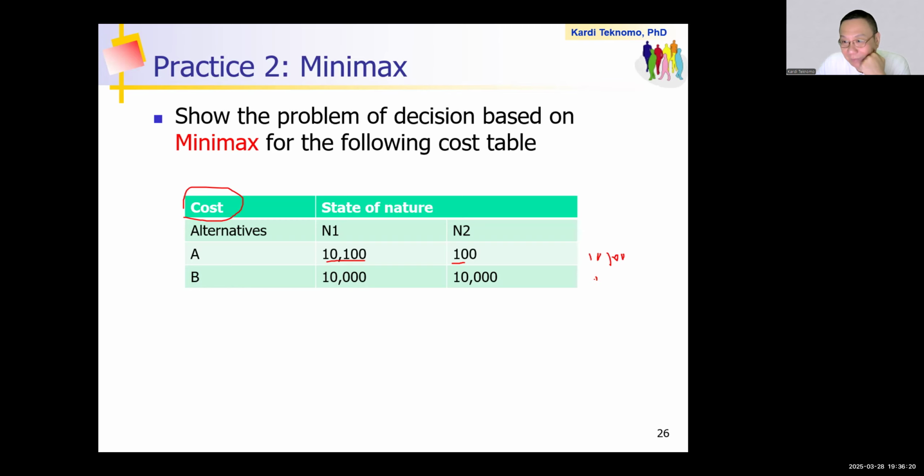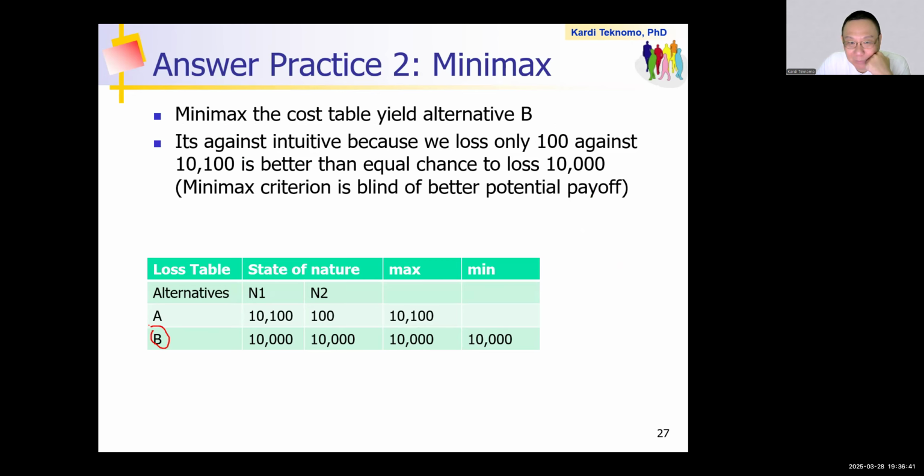And then what you will do, you will minimize. So the result is B. So you will choose B. If you use minimax, you will choose B. Oh, but this is against intuition, right? Because you see, you lost only 100 here against 10,100. So actually, A is better intuitively than B.